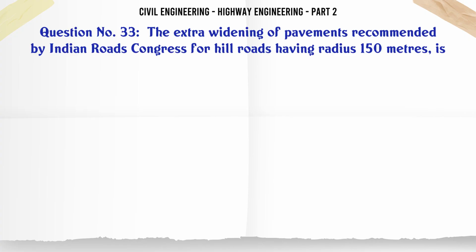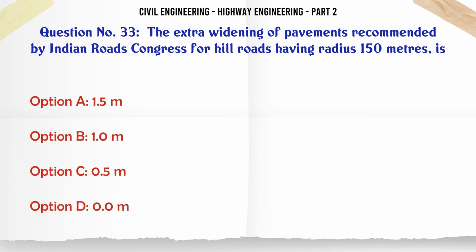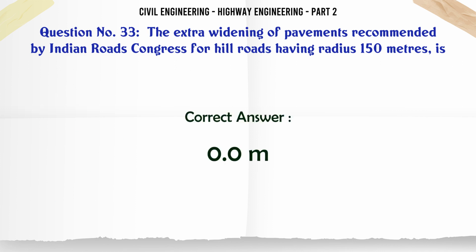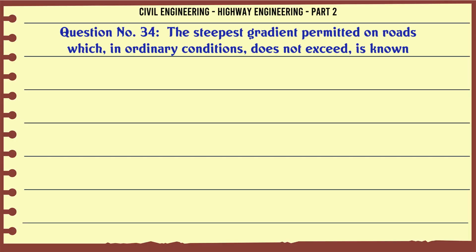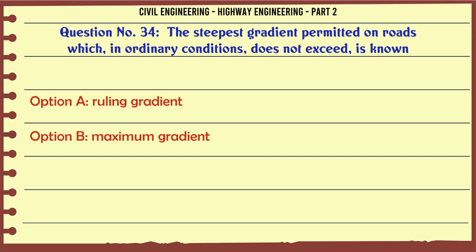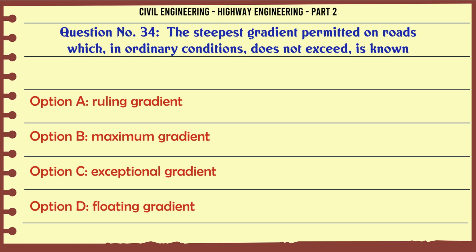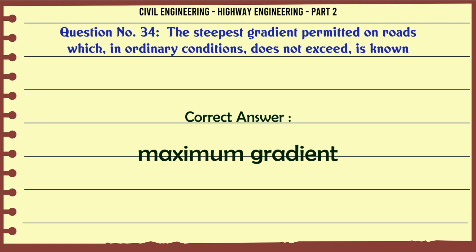The extra widening of pavements recommended by Indian Roads Congress for hill roads having radius 150 meters is A. 1.5 m, B. 1.0 m, C. 0.5 m, D. 0.0 m. The correct answer is 0.0 m. The steepest gradient permitted on roads which in ordinary conditions does not exceed is known as A. ruling gradient, B. maximum gradient, C. exceptional gradient, D. floating gradient. The correct answer is maximum gradient.